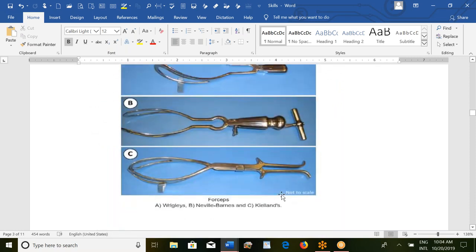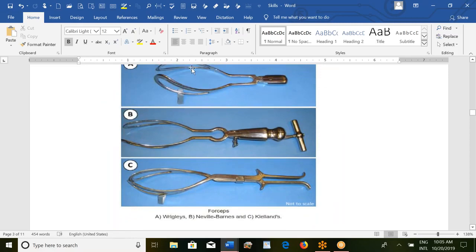If they ask you to identify, then you say this is a Wrigley forceps. You can see the curves, and it is short-handed because we are just using it for outlet deliveries. Piper forceps, nowadays I have never seen anyone using them, but the previous indication was that these are used to deliver the after-coming head in cases of breech presentation. And this is Kielland forceps. You can see the locks and the shaft, so that you can lock it. And they are heavy and they have got a long shaft and handle also.